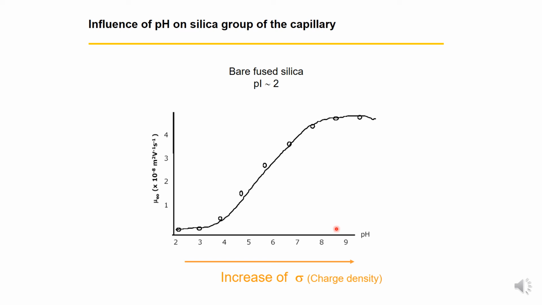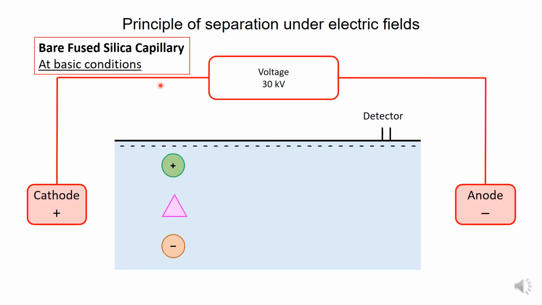For example, if I work at 8.9, I have a huge electroosmotic mobility, and if I have 2.2, for example, in acidic condition, I have a small electroosmotic mobility. And this allows us to perform separation. So now you have to understand that we take again the same example with a cation, a neutral compound, and an anion. And we are in a bare fused silica capillary at basic condition.